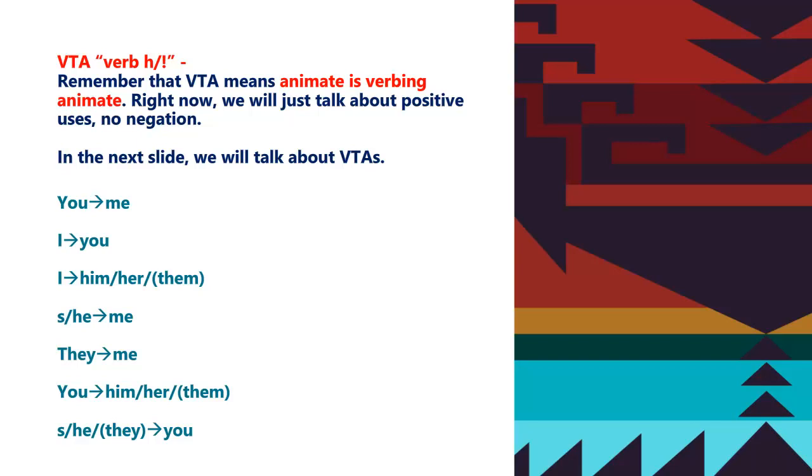In a VTA, the ways that you can conjugate them will be you to me, I to you, I to him, her, them, she to me, they to me, you to him, her, them, she, they to you. So we're going to go over some really simple ones, and maybe later we'll get a little more complex.